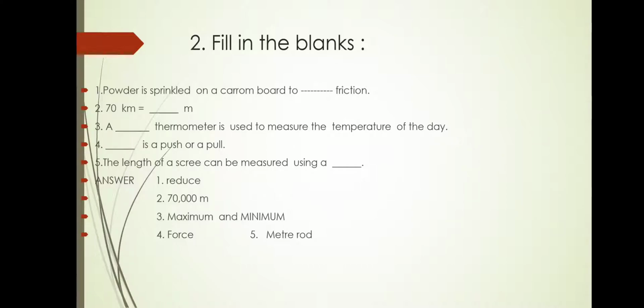Second, 70 kilometer is equal to dash meter. As we know that 1 kilometer is equal to 1000 meter, then 70 kilometer is equal to 70 multiply 1000 meter, which is equal to 70,000 meter. So our answer is 70,000 meter.